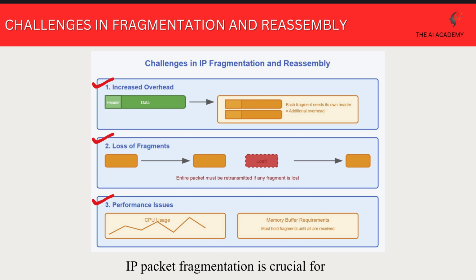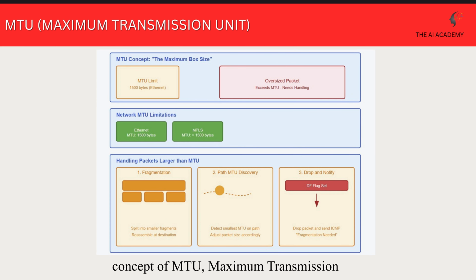Understanding IP packet fragmentation is crucial for network design, ensuring the devices handle fragmentation efficiently. Troubleshooting, identifying issues related to packet loss or excessive fragmentation. Optimizing data transfer, adjusting MTU sizes for specific networks to reduce fragmentation. Let's explore the concept of MTU, maximum transmission unit.